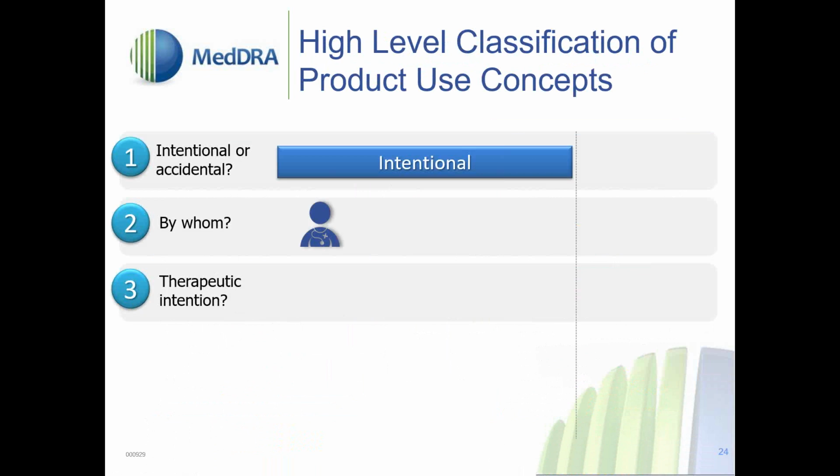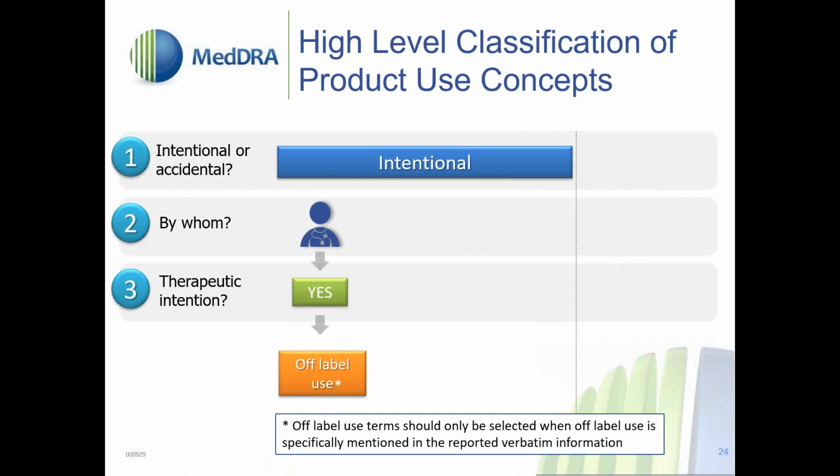If this is a conscious decision by the healthcare professional and for therapeutic purposes, we classify these events as off-label use. These 3 criteria are required for the high-level classification as an off-label use. But remember, additional information is needed to finally code to an LLT under PT off-label use. Off-label use terms should only be selected when off-label use is specifically mentioned in the reported verbatim information.